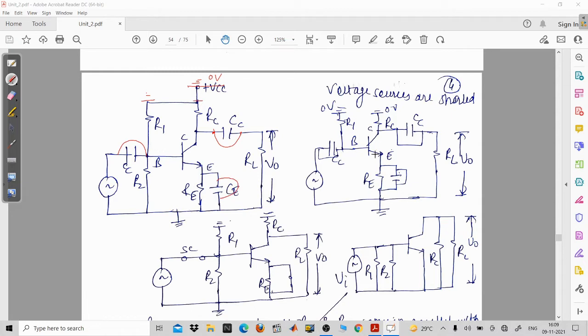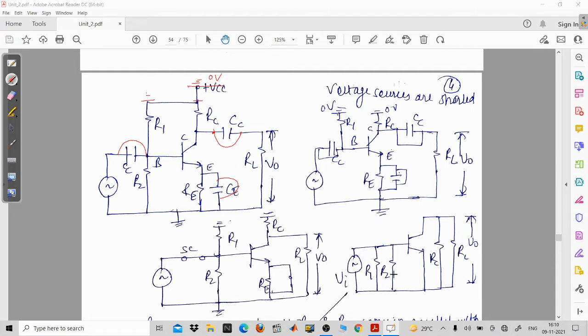So now you can see here, all the capacitors are shorted and the voltage sources are removed. There is no current source, so we have not opened any current source here. So this R1 will come in parallel with the R2 and this RC will come in parallel with the RL. So this is the modified version of the common emitter amplifier for the AC analysis.